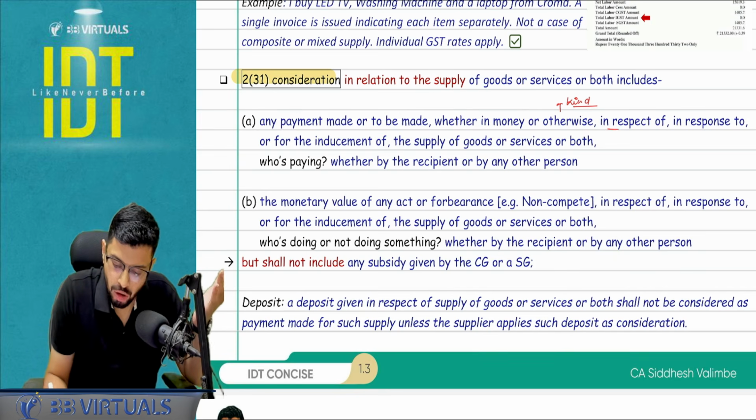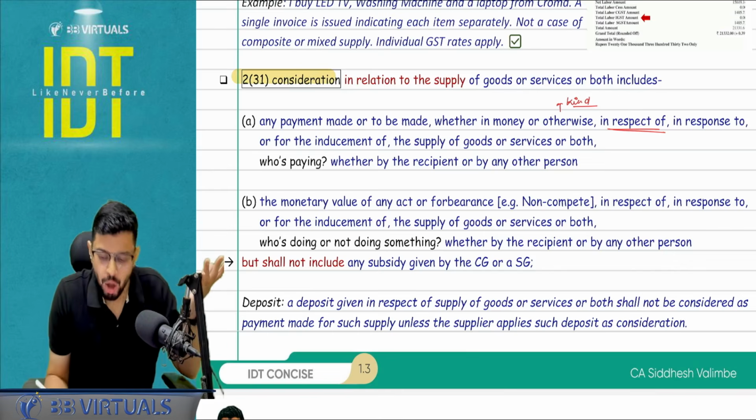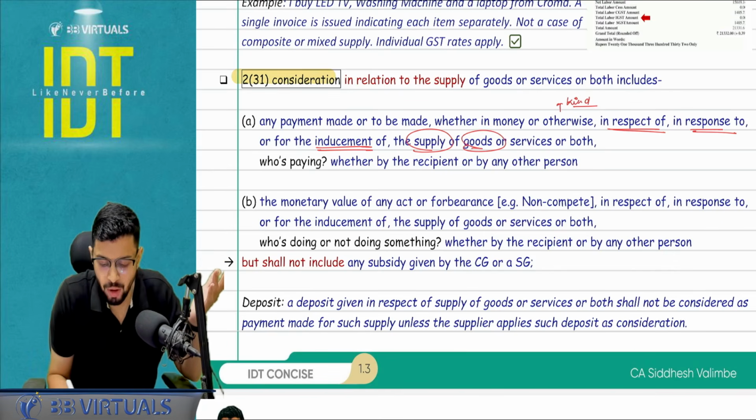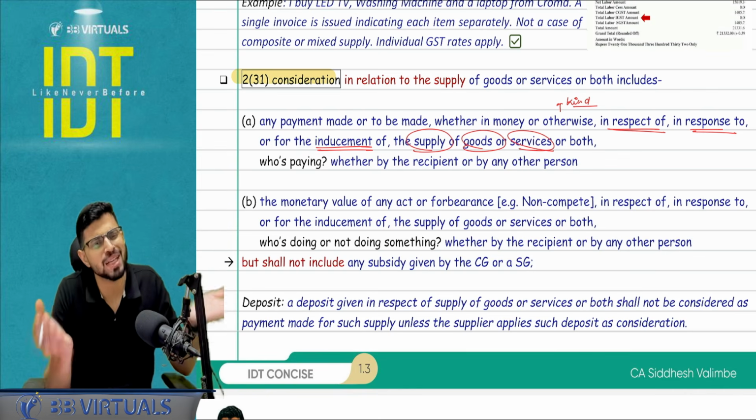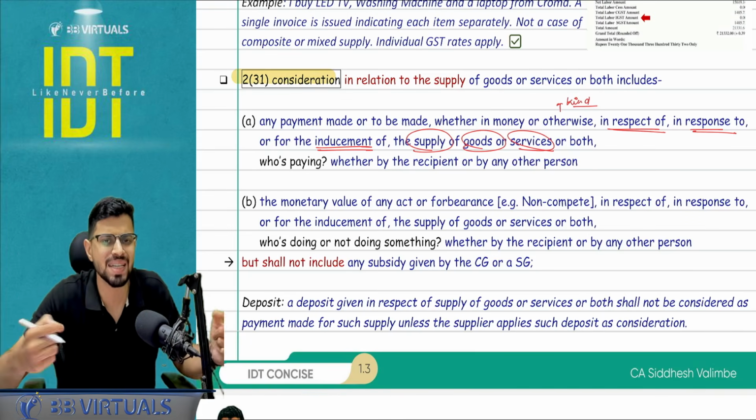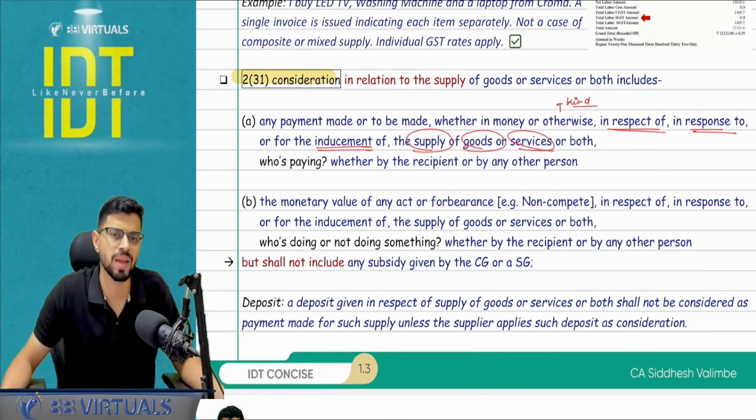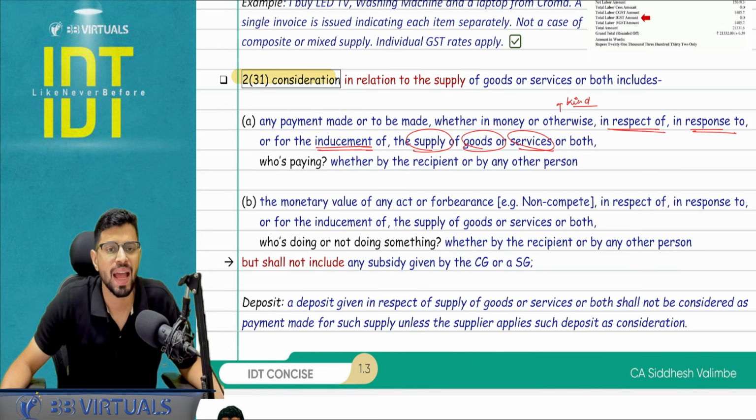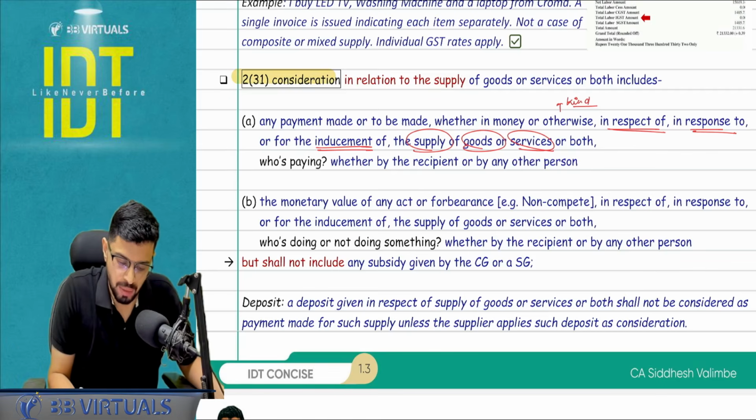In respect of, in response to, or for inducement of the supply of goods, services, or both means it is for my supply of teaching service. It is in response to means it is a result of my teaching service that you are paying me. And who is paying? I don't care. Whether by the recipient or by any other person.